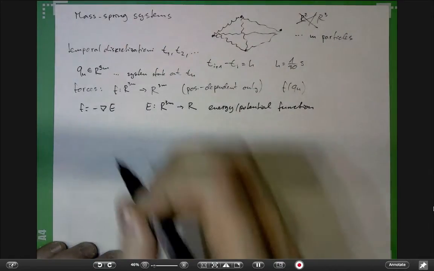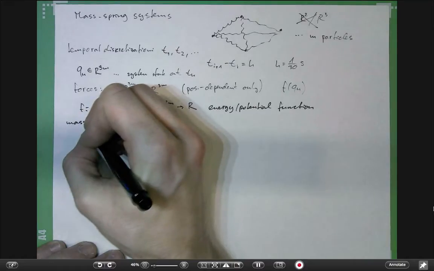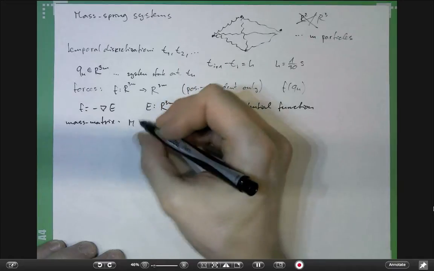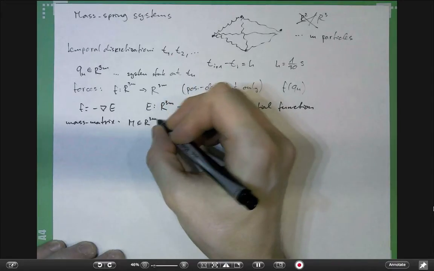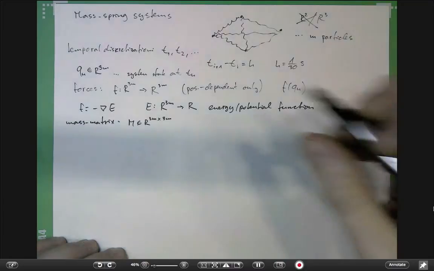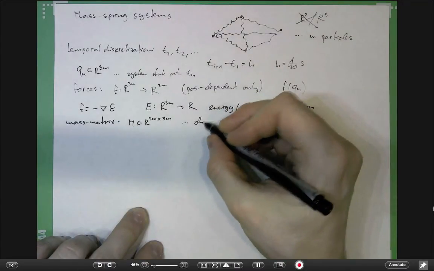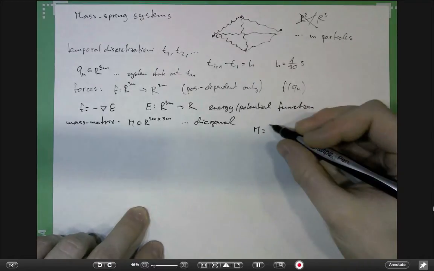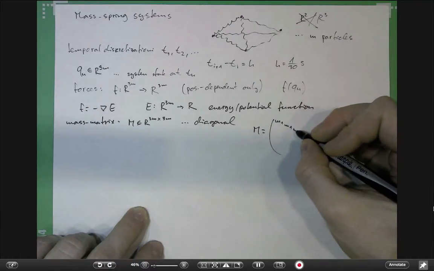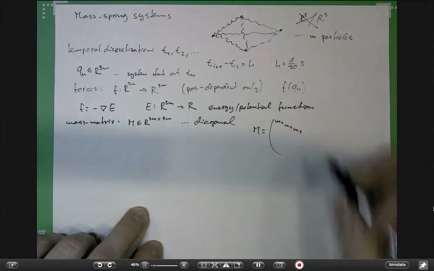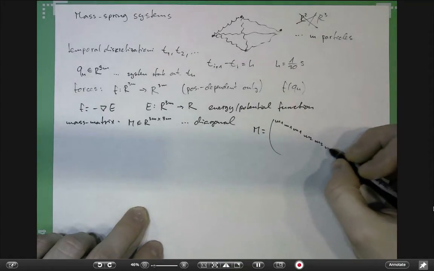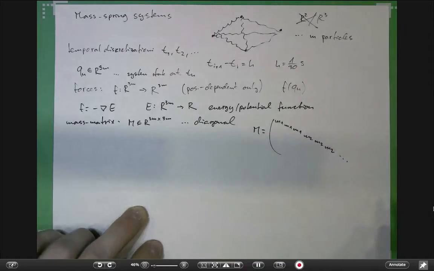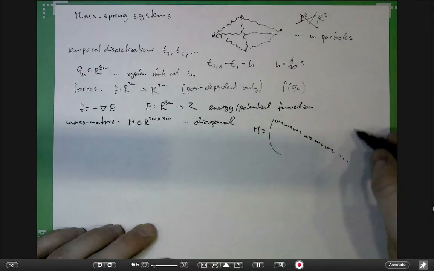The other thing we need there is a mass matrix. So what is a mass matrix? Mass matrix is a matrix, in this case a 3m by 3m matrix. And how does it look? It's very simple, it's diagonal. So what does it have on the diagonal? There is m1, m1, m1. It's the mass of the first particle, right? Then there is m2, m2, m2, just the mass of the second particle, and so on, up to mm.